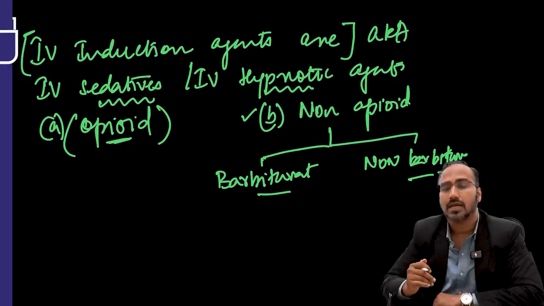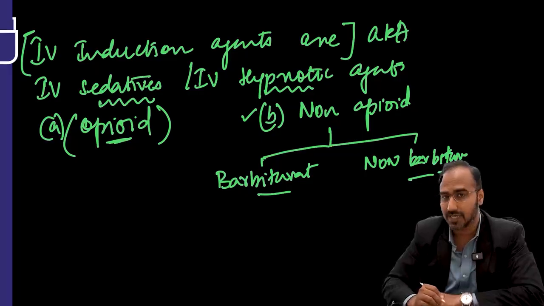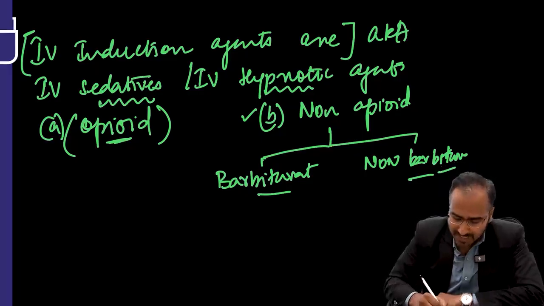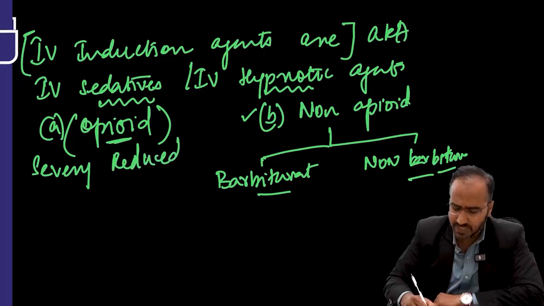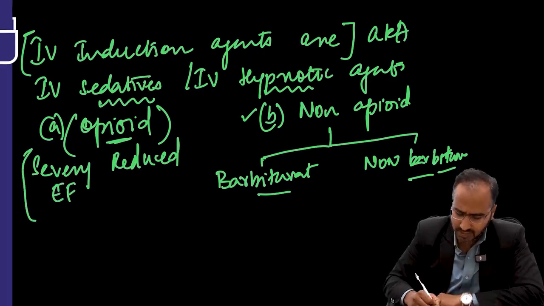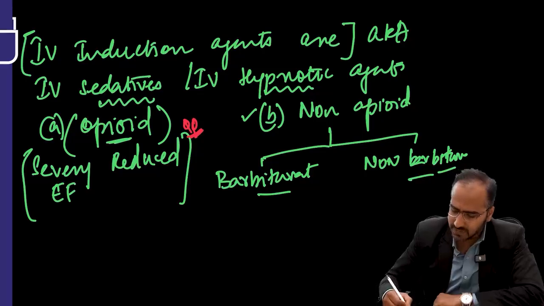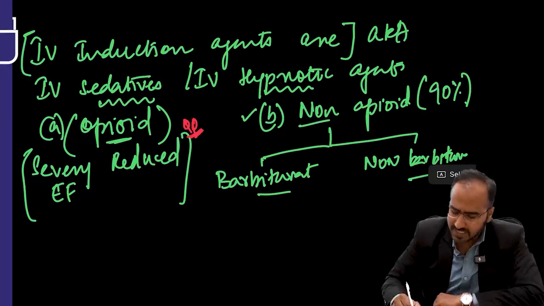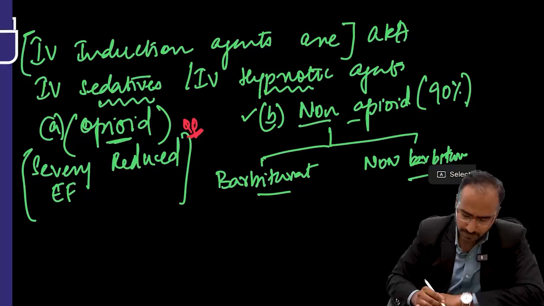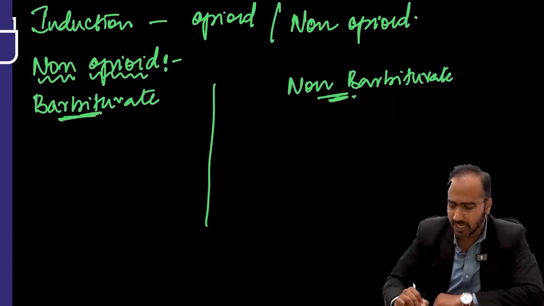Opioids are used as an induction agent, IV induction agent, in selected patients only. What selected patients? If the patient has a severely reduced ejection fraction, there you can go for opioid induction. But normally, in 90% of the cases, we go for non-opioid induction. So first we will discuss the non-opioid.